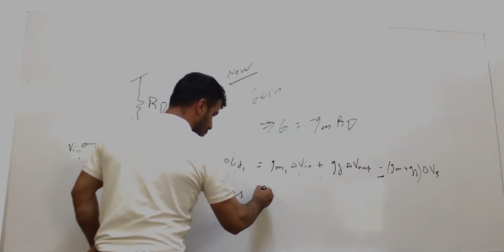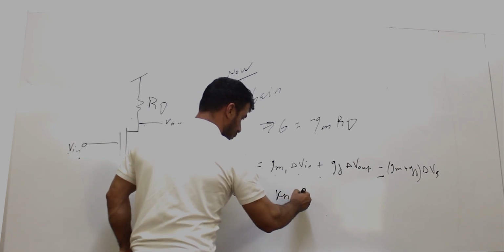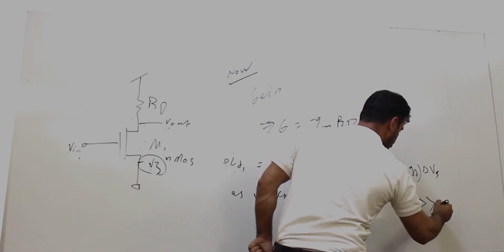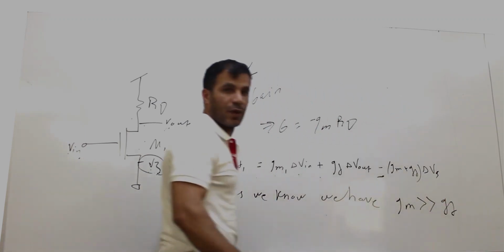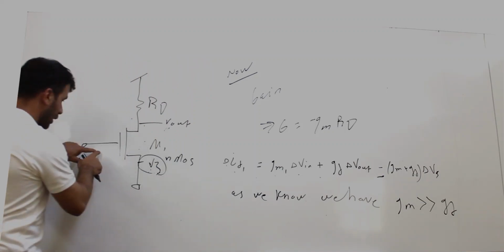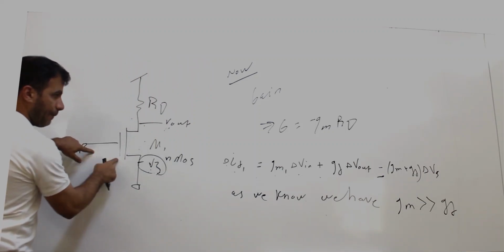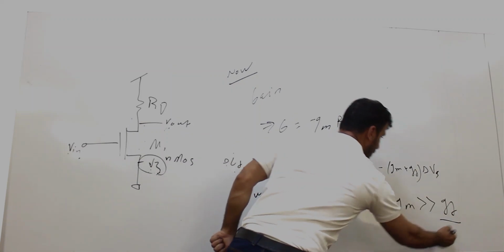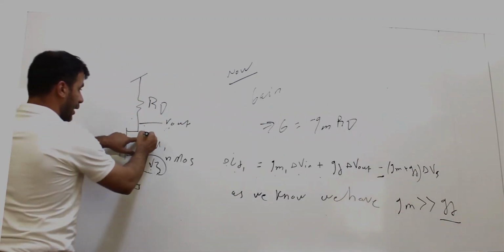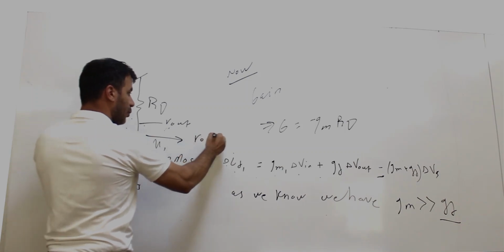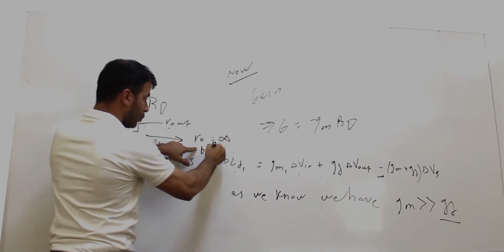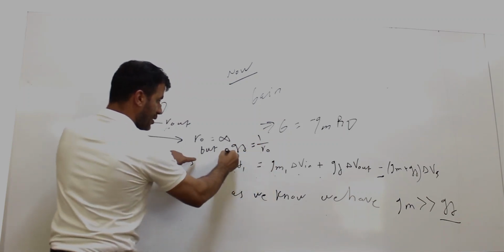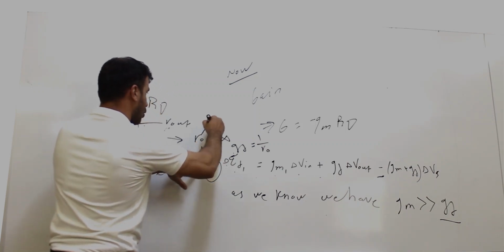As we know, we have GM much larger than GB. This is well-known theory, because the transconductance GM is much more than GB. GB is the transconductance of the drain. In electronics when we say this R not equals infinity, but in CE we have GB and 1 over R naught. And this is transconductance in Siemens, and this is Ohm. Okay?